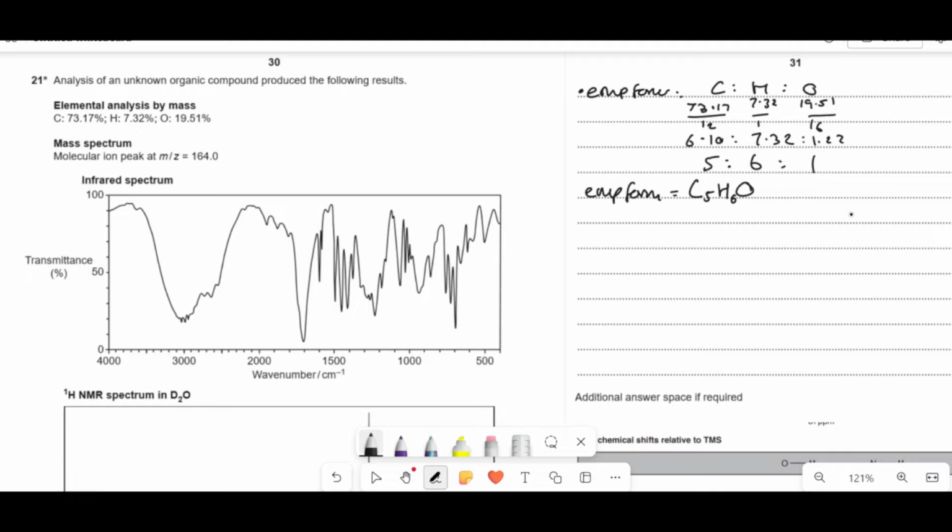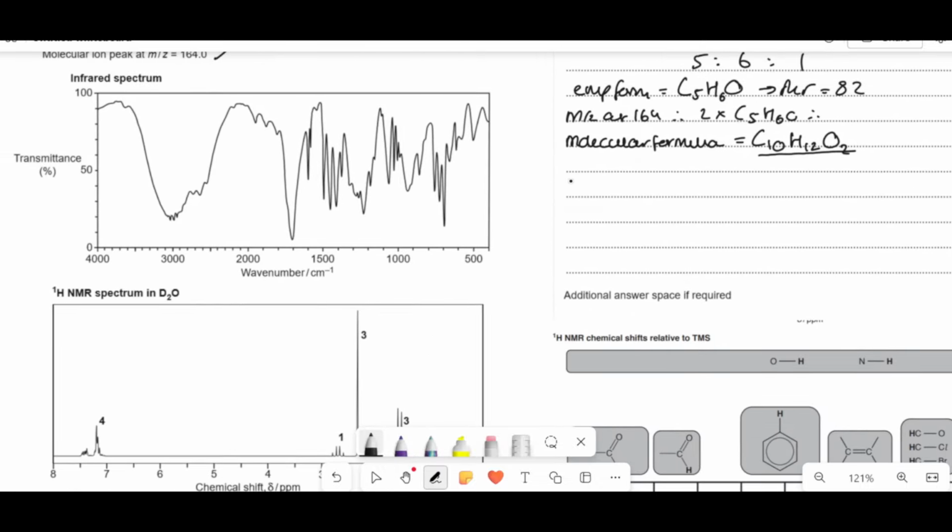So then what we need to do is check this M/Z. The empirical formula Mr is going to be whatever that adds up to, which is 5 lots of 12 plus 6 plus 16, which gives you 82. However, the question's told you that it has an M/Z peak at 164. So an M/Z at 164 means that it's 2 times the empirical formula, C5H6O. So therefore, we now know its molecular formula. The molecular formula is now going to be C10H12O2. That's our first piece of evidence we're going to use.